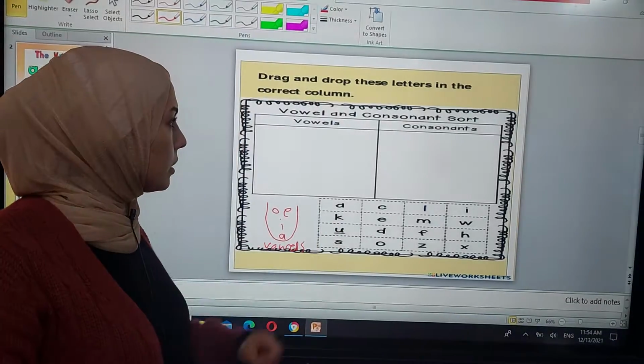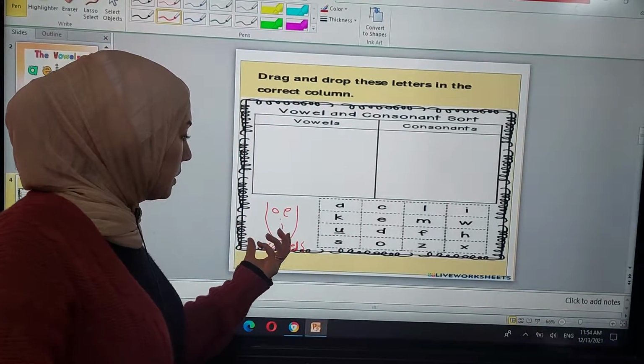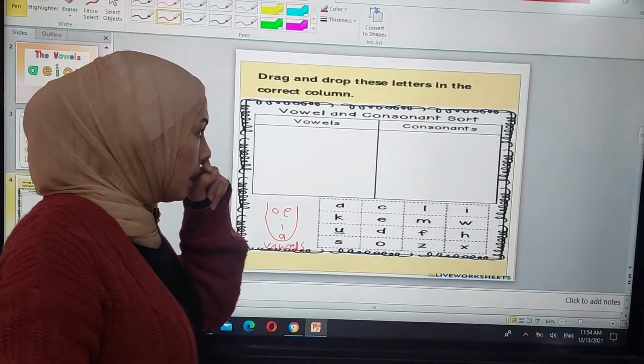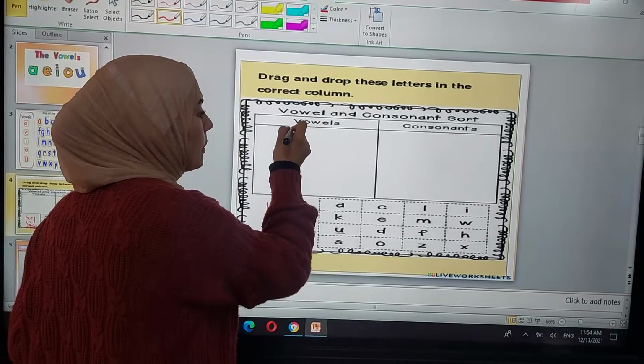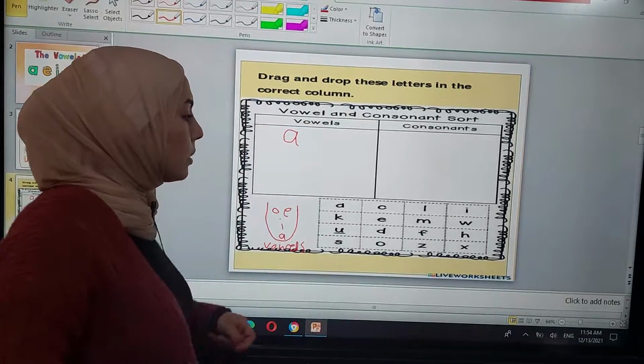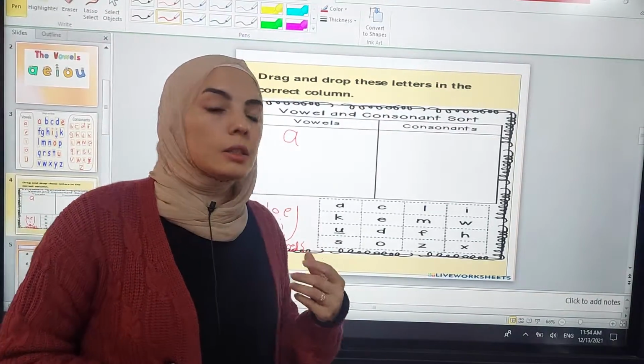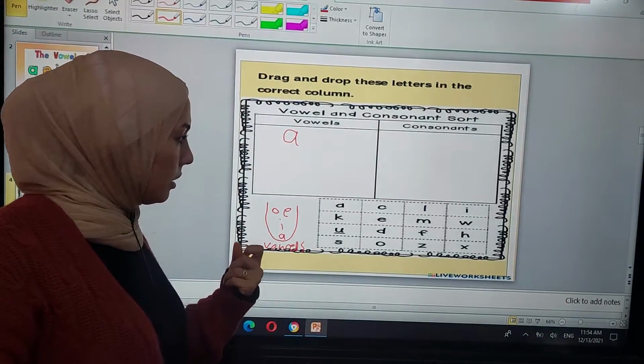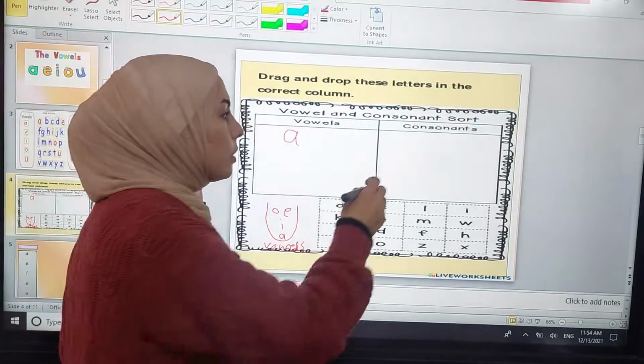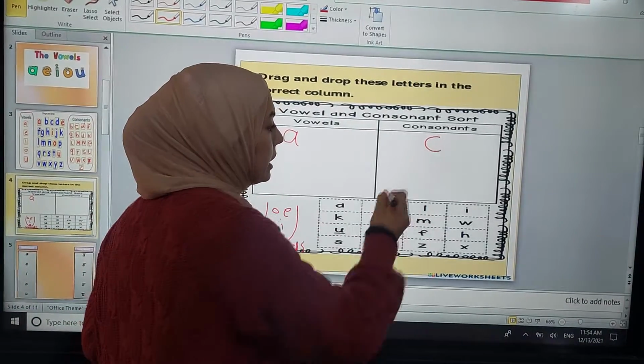So let's start with letter A. Is letter A in this happy face? Yeah, so it will be a vowel. We should write it in the vowel table. Letter C, is it vowel or consonant? So look at the happy face. Is it here? No, so it will be consonant. We will write it here.